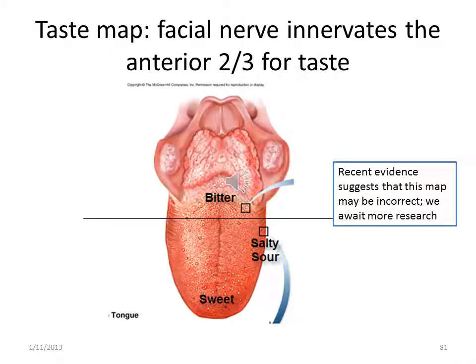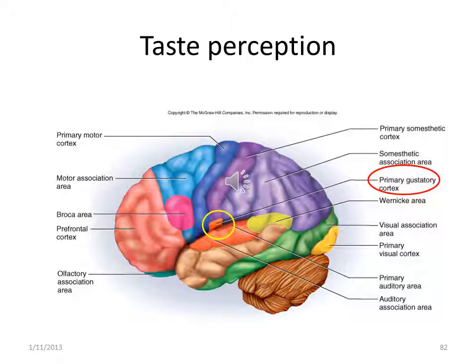The facial nerve is responsible for conveying taste sensations from the anterior 2/3 of the tongue to the brain. The anterior 2/3 would be from the black line that's drawn across the middle of the tongue down towards the bottom of the slide. And as it says in the blue box, recent evidence suggests that this taste map may be incorrect, so it's possible that we will find this is not the true map after all. Taste sensations conveyed in the facial nerve project to a region of primary somatosensory cortex called primary gustatory or taste cortex, and that's shown by the yellow circle.